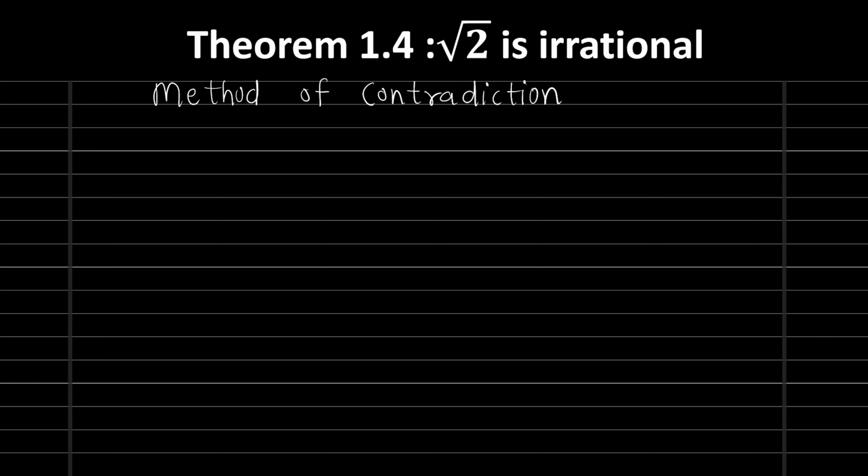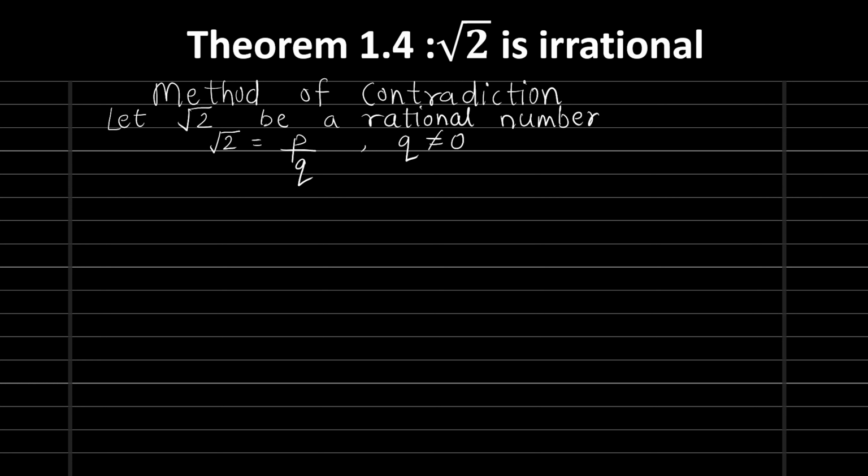Here, let's assume first of all root 2 be a rational number. So we have to prove over here that root 2 is irrational, right? We are starting with a wrong assumption that root 2 is a rational number. So it means that if root 2 is a rational number, you can write root 2 in the form of P upon Q, right? Where Q is not equal to 0. Along with that, P and Q are coprimes.